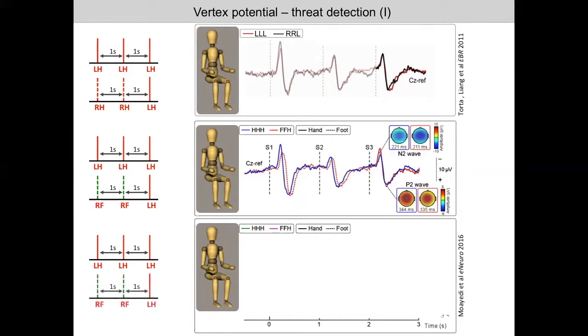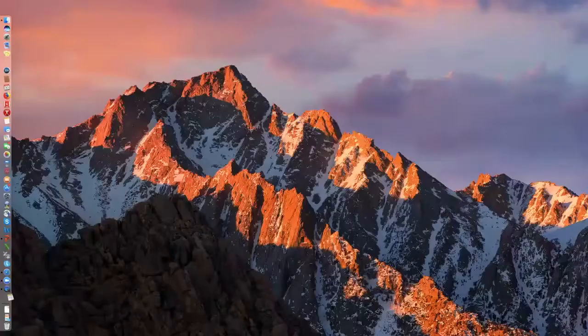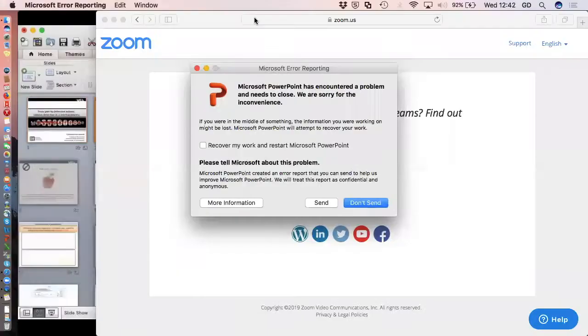So if you repeat exactly the same condition, in which you have right foot, left hand, but then you ask the subject, instead of sitting like this, to put the left hand and the right foot close to each other, it's a nice way to dissociate egocentric distance versus somatotopic distance, then that dishabituation is gone. So it seems that there is a complex set of rules behind the decision of the brain to make this big vertex wave.